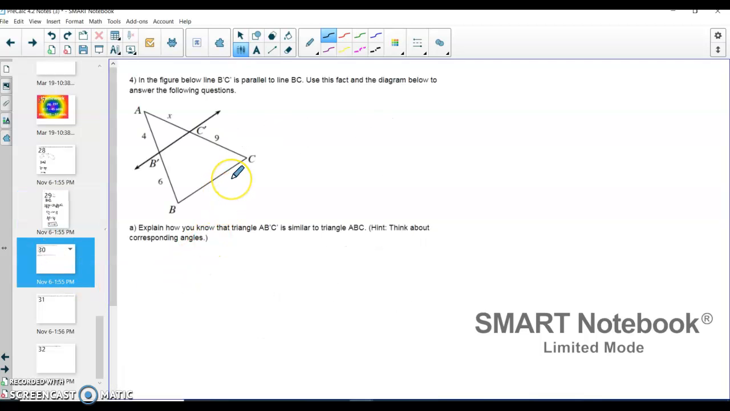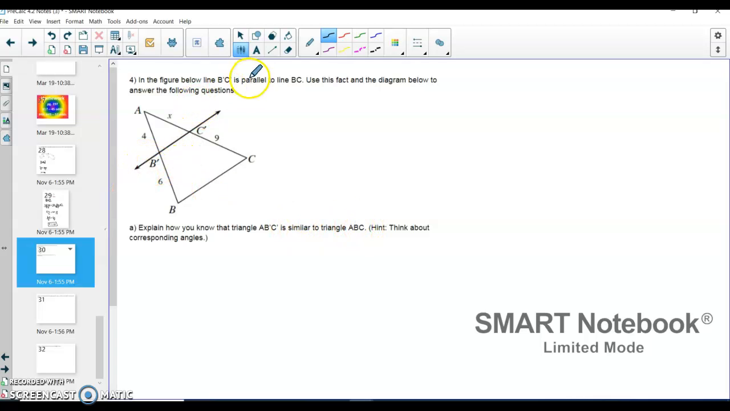Okay. Now let's take a look at 4. So in this one, we are told that B prime C prime is parallel to BC, very helpful. And we're going to use this fact to answer the following questions. Okay. So we want to know how AB prime C prime is similar to ABC.